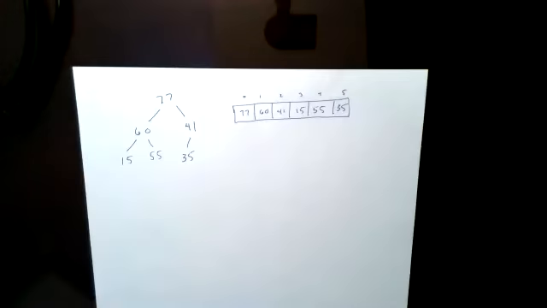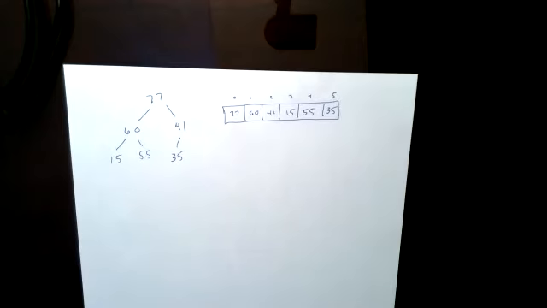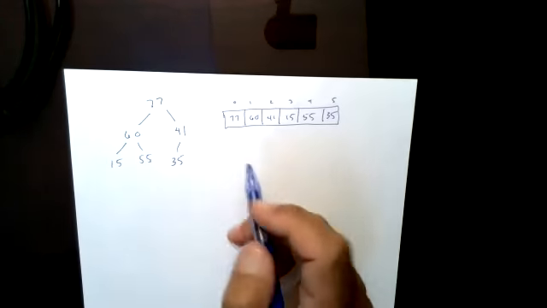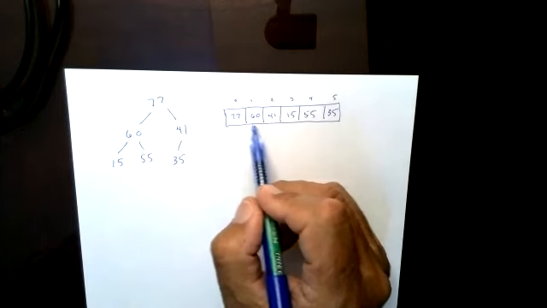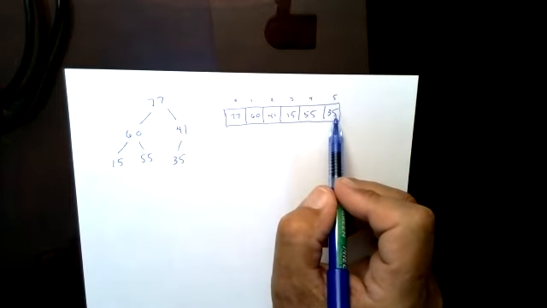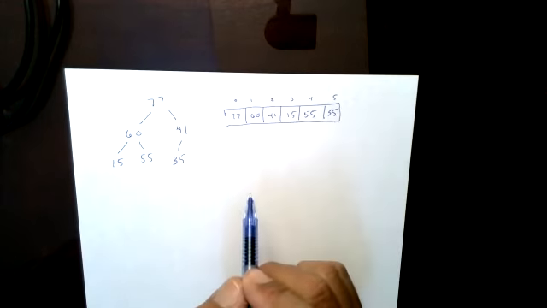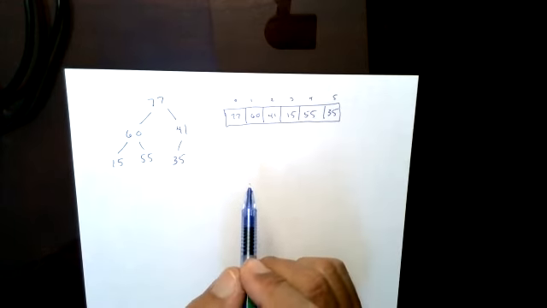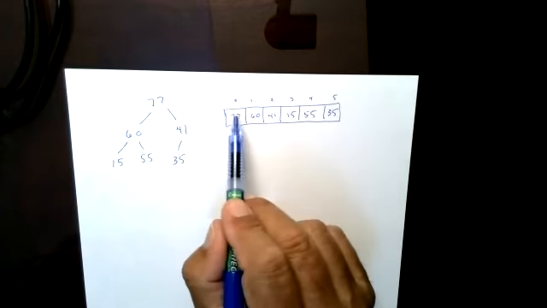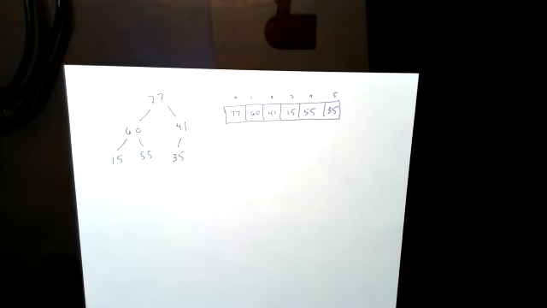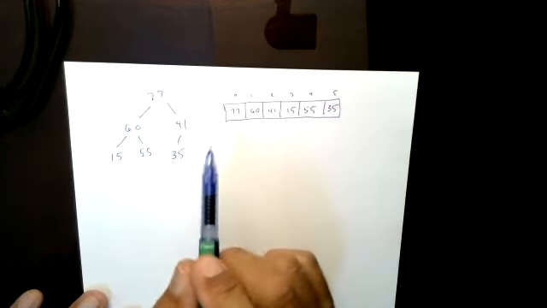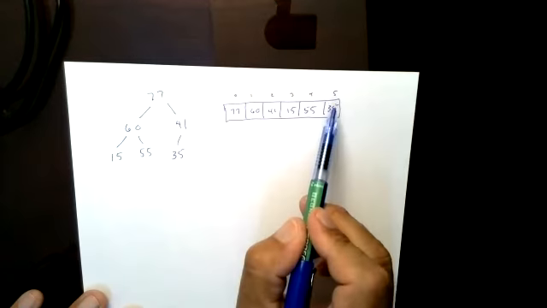Okay. So when I remove the largest, I'm not really getting rid of it. Eventually, this is going to be a sorted array. So where do you think that largest goes? If I had a sorted array here, where would it go? To the end, right? So what I'm going to do is put it at the end.